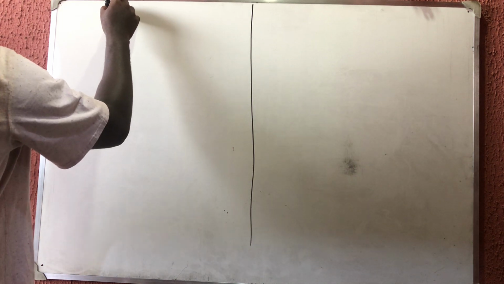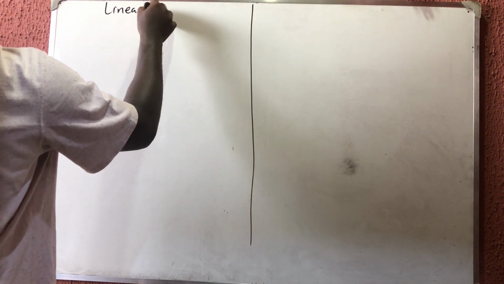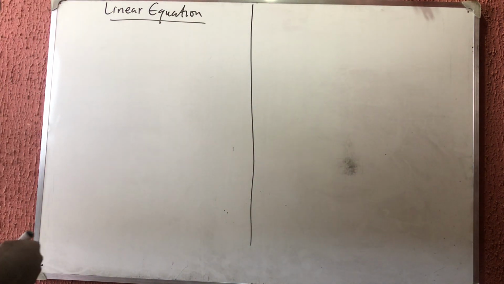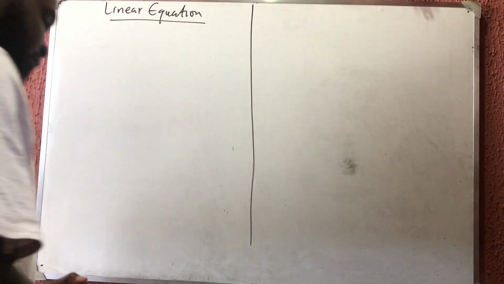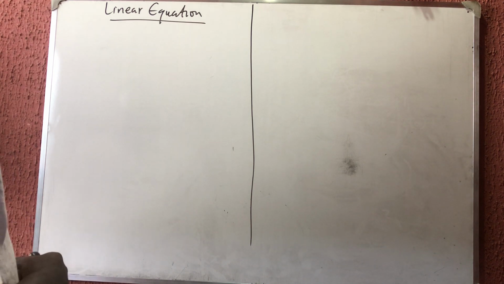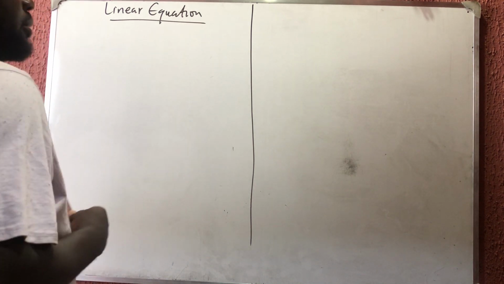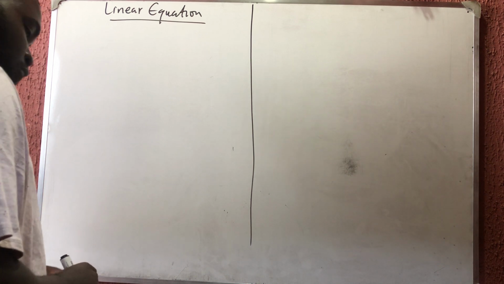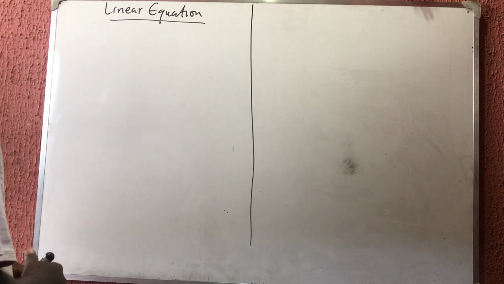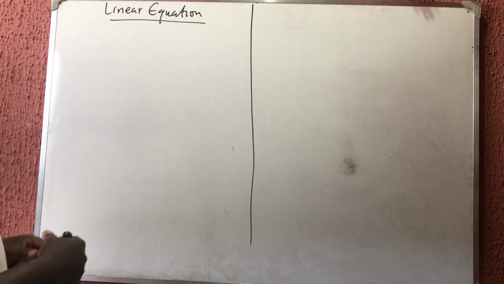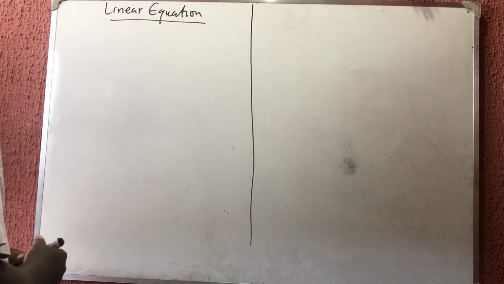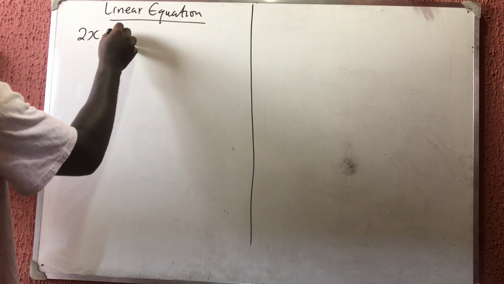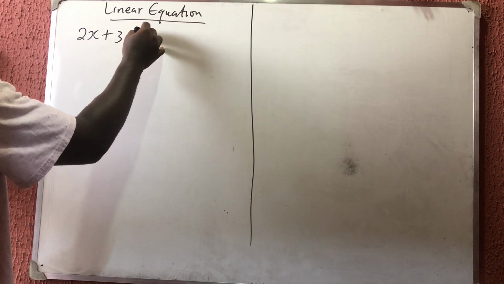Today's video we're talking about linear equations, right? Linear equation is one of the simplest maths you can solve. A linear equation simply talks about an equation whereby the highest power of the variable is 1. Any equation in which the power of the highest variable is 1 is a linear equation. An example, you can have 2x plus 3 is equal to 5.